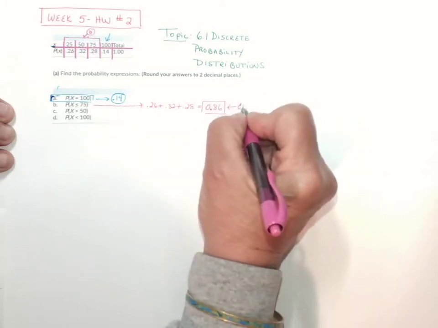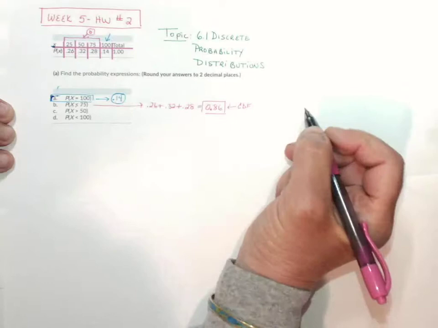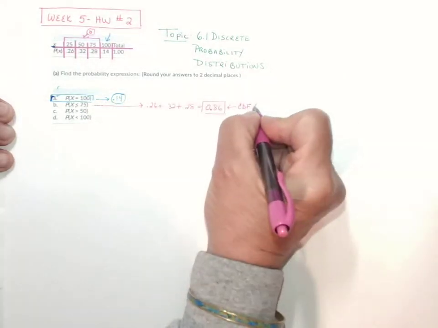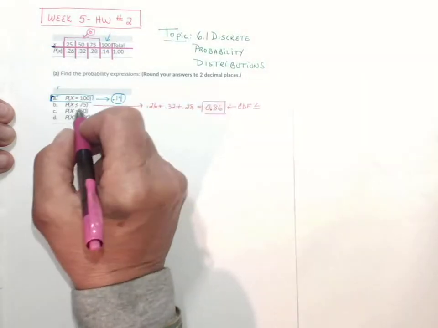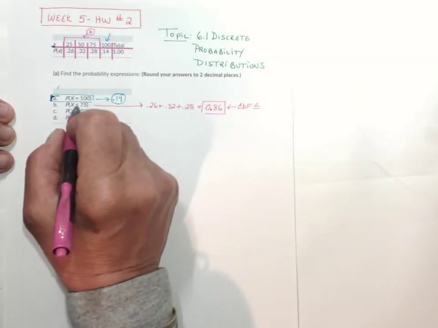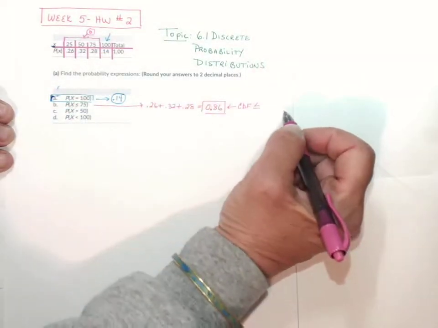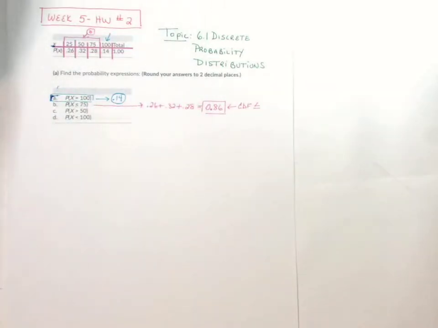And it asks you when there is a CDF. Okay, the CDF means that it's going to be less than or equal to. Okay, so it's all the values that are less than or equal to. So that's B.